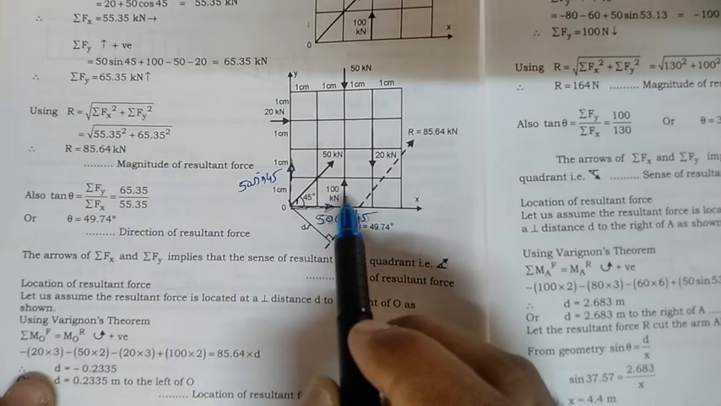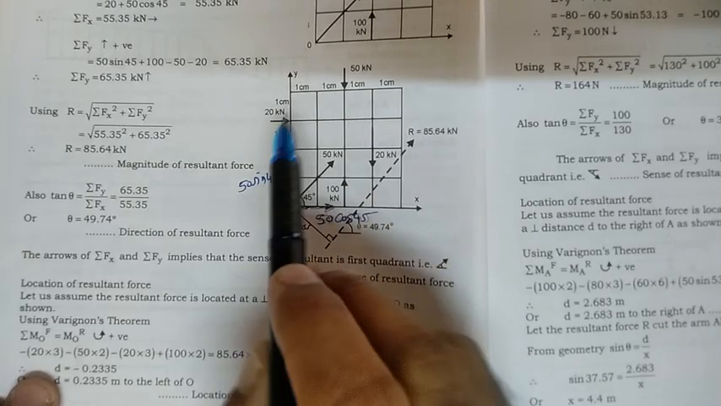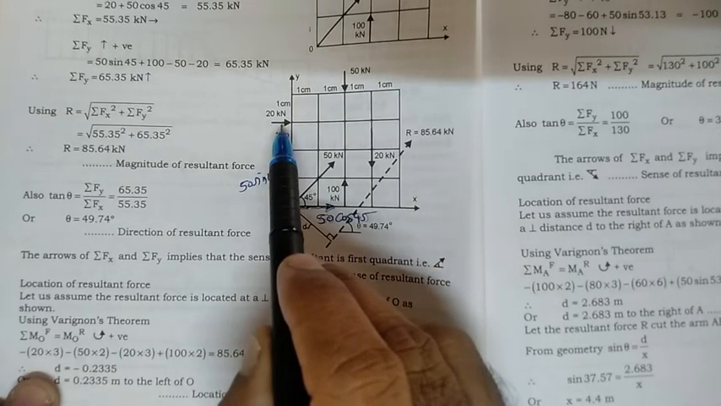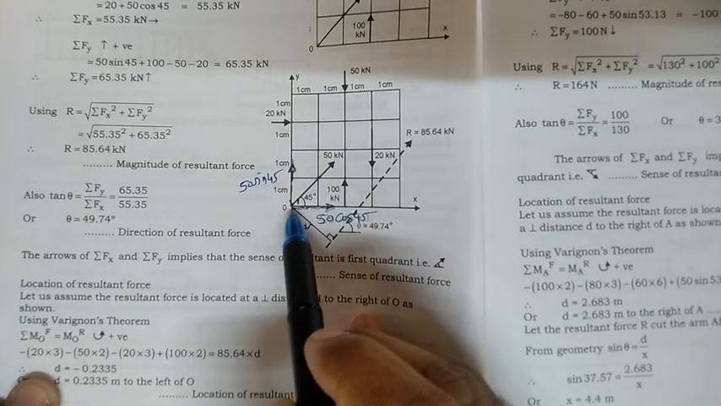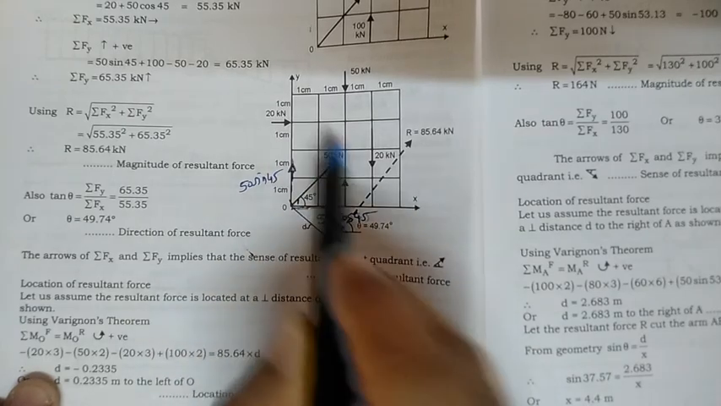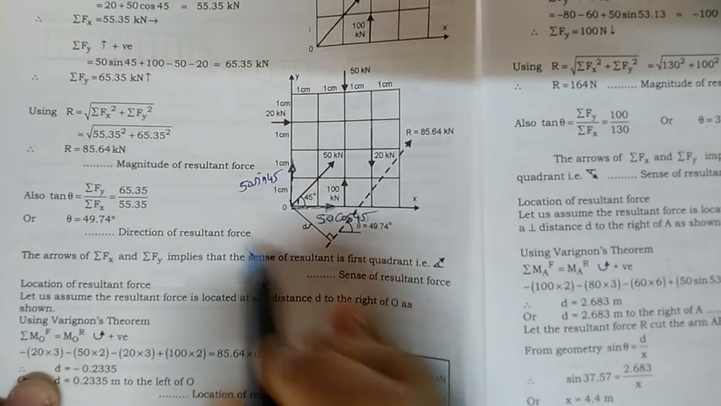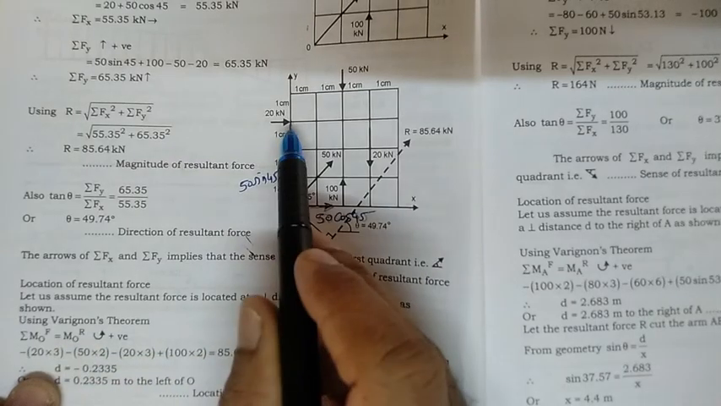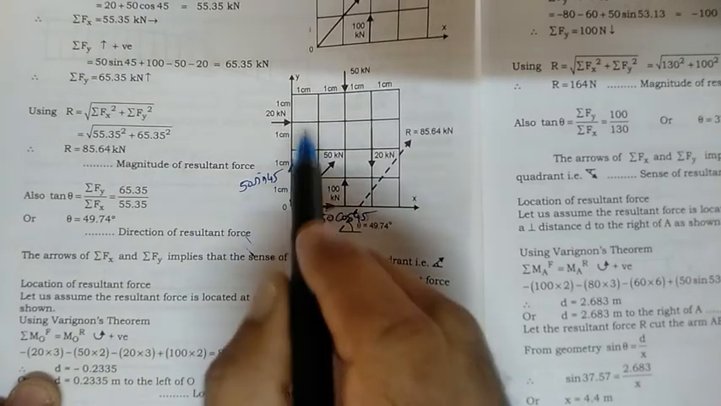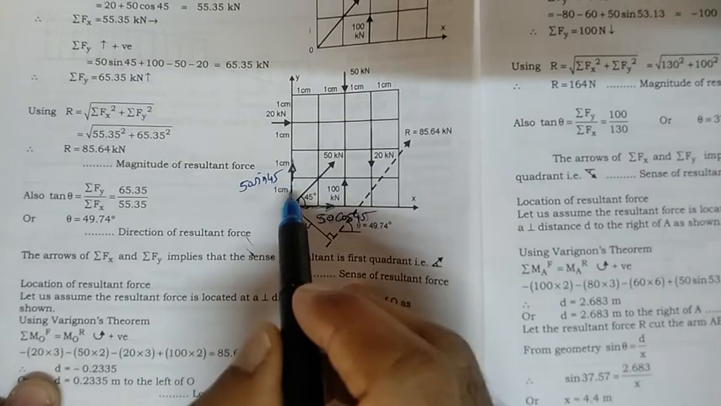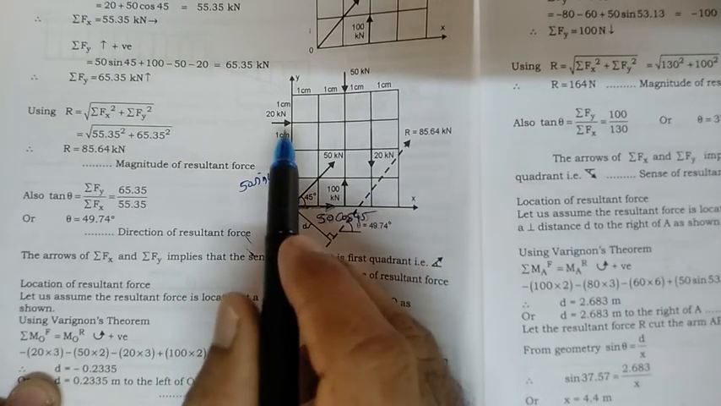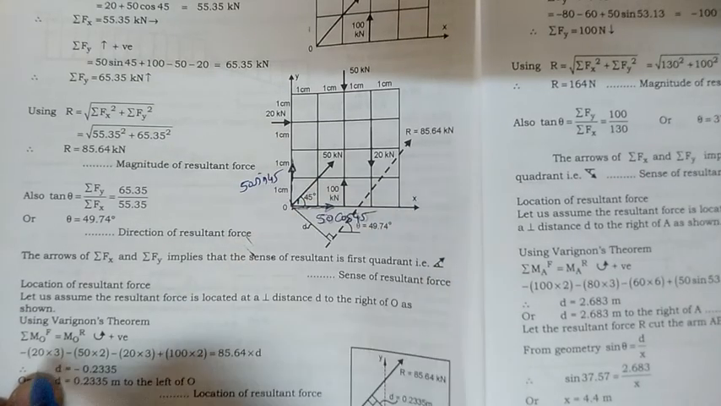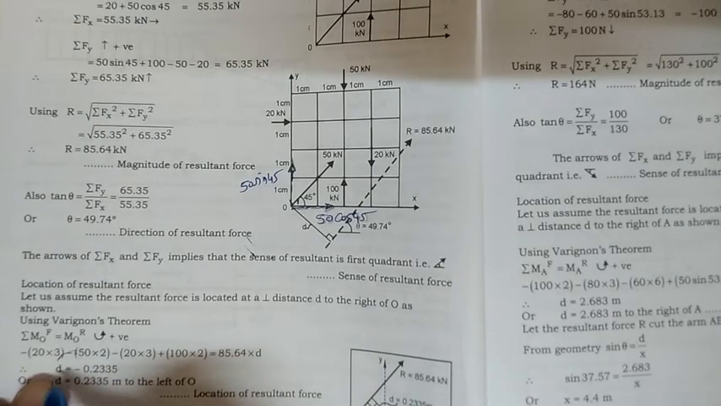Okay, now the next force we have considered is this 20 kilonewton. The tendency of this force to turn about this point is in the clockwise direction. For clockwise direction, give the minus sign. So 20 multiplied by 3. Why the 3? Because 1 centimeter is shown here, 1 plus 1 plus 1, 3 centimeter. So 20 multiplied by 3.